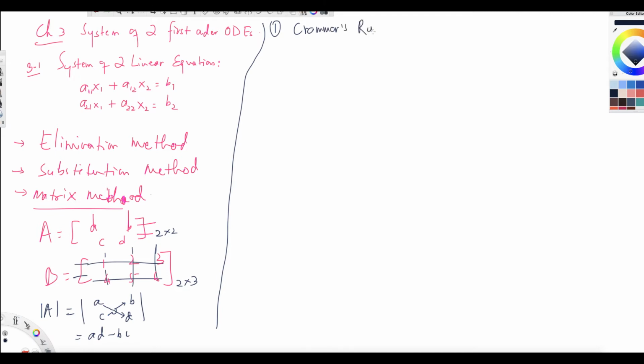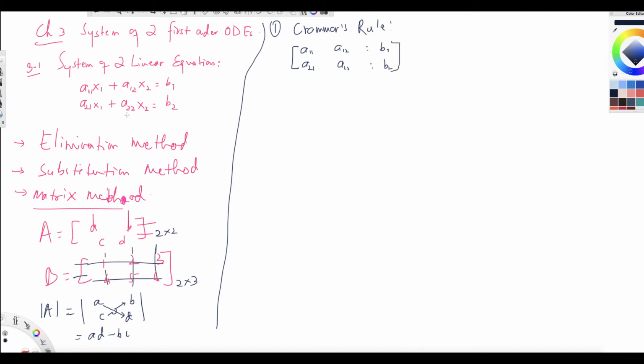Cramer's rule. What you do under Cramer's rule is you write down the coefficients of these equations. You write A11, A12, and then a colon, and then B1. Similarly, A21, A22, and then B2. This is the given equation in matrix form.